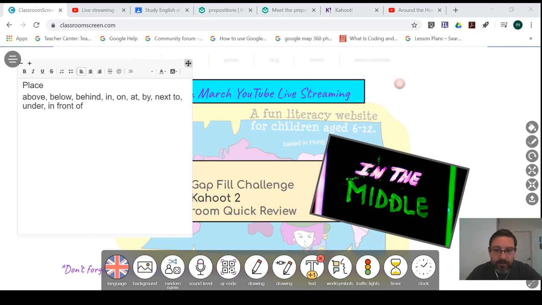And yes, so any more, guys? Any more sentences with our prepositions of place? Let's see what you can come up with. What about above or below? Anyone think of a good example using above or below?